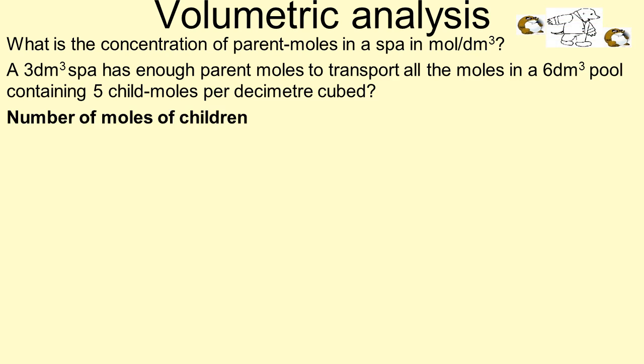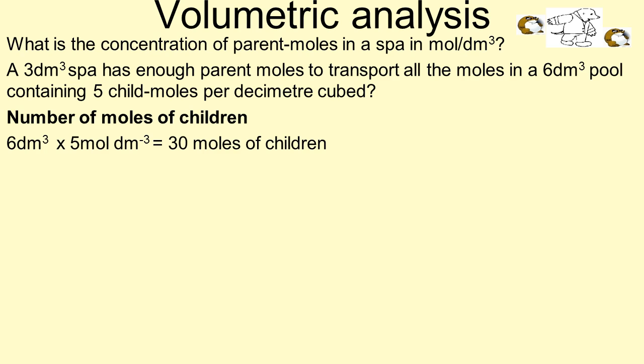Firstly, we calculate the number of moles of children. Why moles of children? It's whichever one we know a concentration for and a volume for. And in the question it states it has a concentration of 5 moles per decimeter cubed and a volume of 6 decimeters cubed. So 6 decimeters cubed times 5 moles per decimeter cubed gives us 30 moles of children.